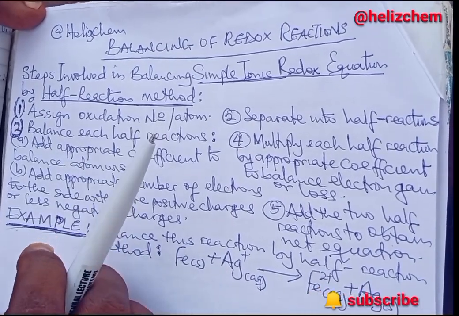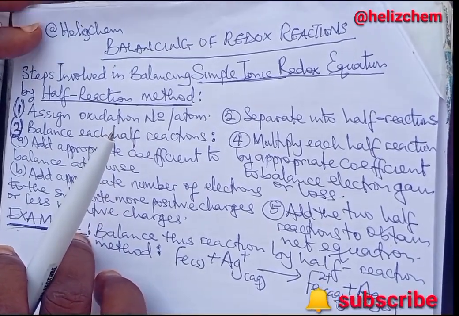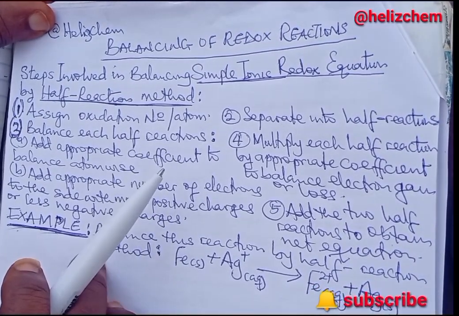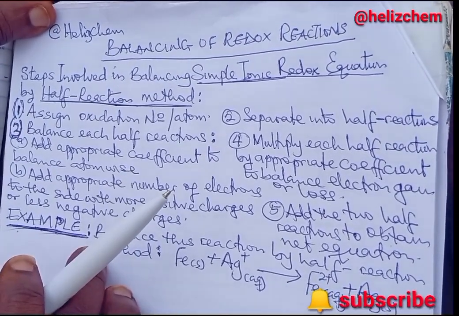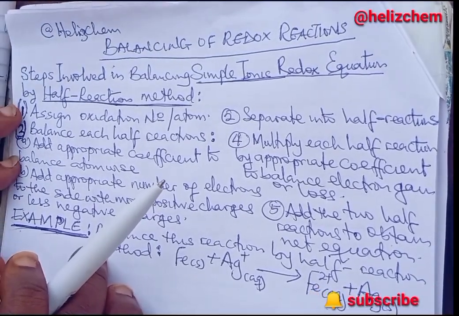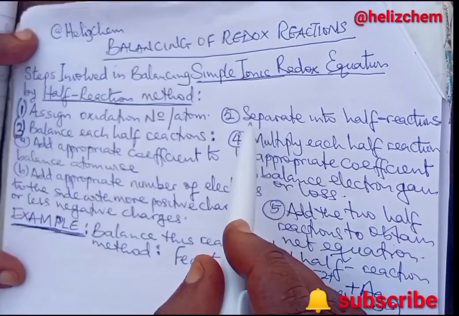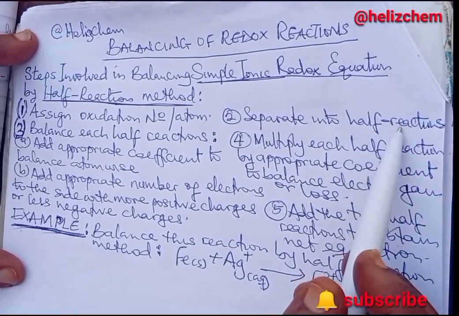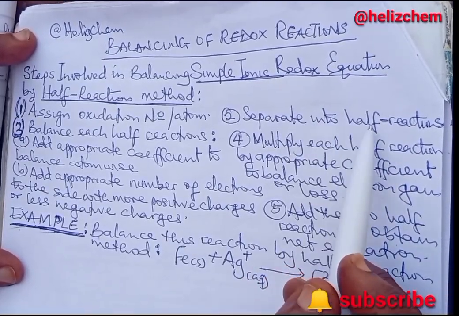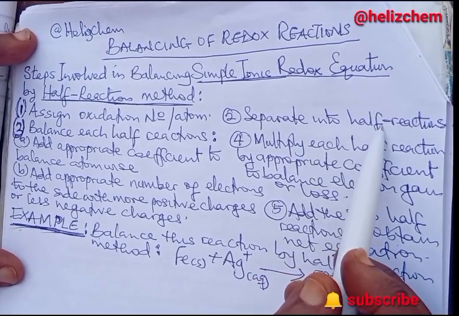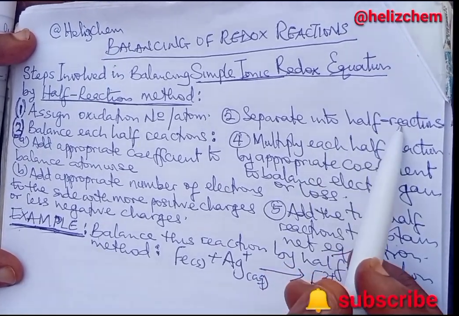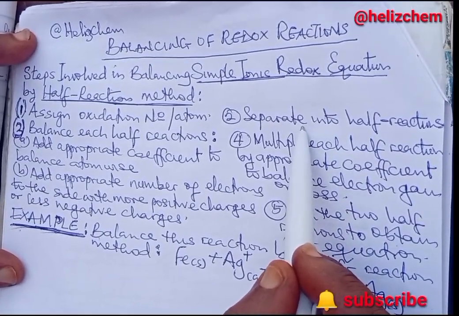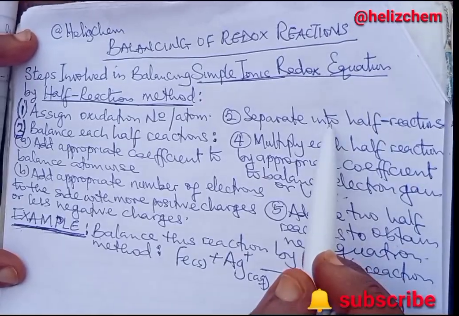Step number 1. Assign oxidation number per atom. So you have to assign the oxidation number to each atom that is involved in the reaction. Number 2, separate this reaction into half reactions. Like I said, we have two half reactions. We have oxidation half and we have reduction half. So you have to separate the redox equation into two half reactions.